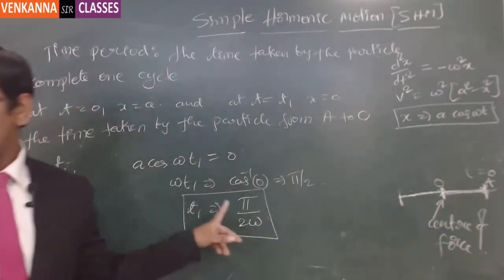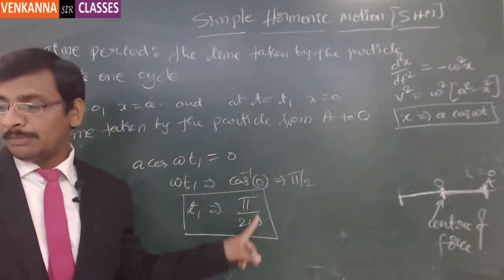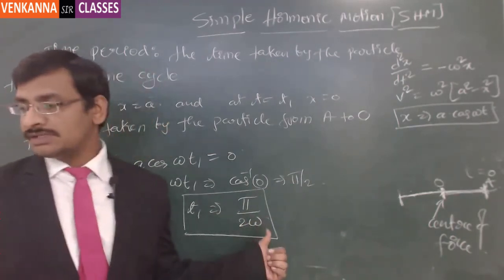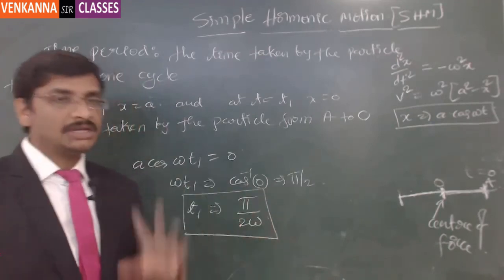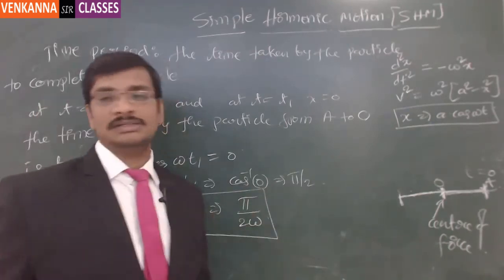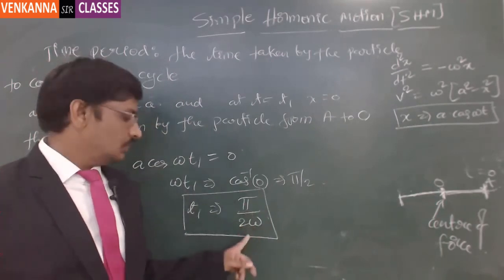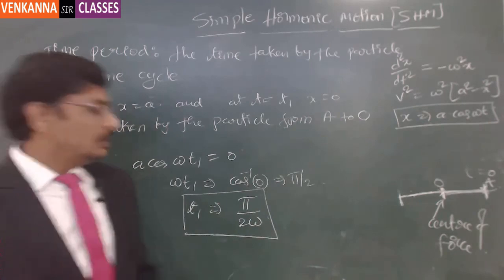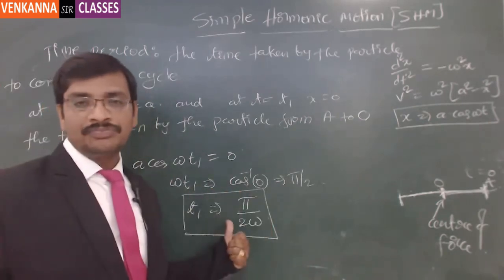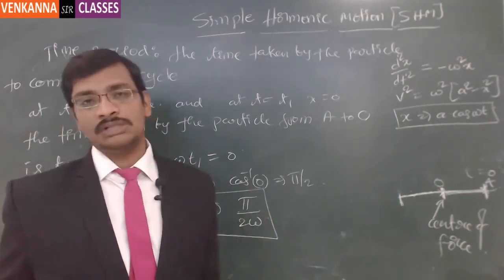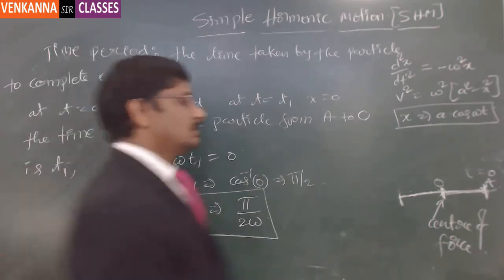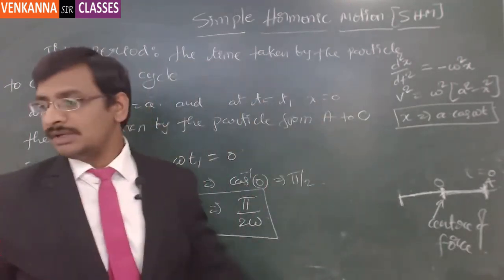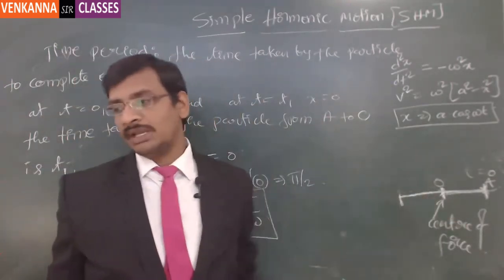Now if you notice, this is the time taken, pi by 2 omega. Here omega is nothing but the angular frequency. When we started our discussion, I said omega is a constant. Now pi is a constant, 2 is a constant, omega is a constant. That means t1 is a constant. So this value of the time period is independent of the force. That's what I said initially. That means if I give a longer position, it won't make any difference, or if I give more force, it won't make any difference.